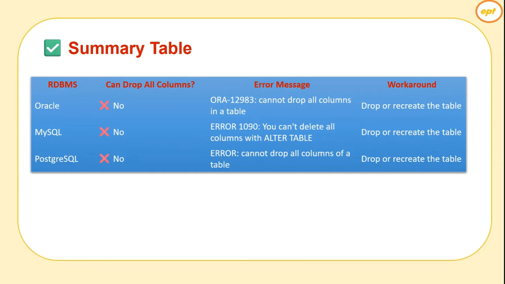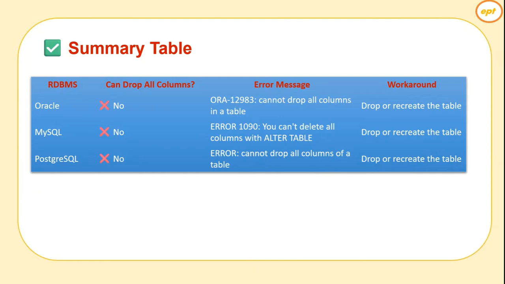Now see here, in Oracle you can't delete all columns. MySQL also you can't drop all columns. Postgres also not allowed. So what kind of errors are you going to get? These are the errors you are going to get: cannot drop all columns in a table. You can't delete all the columns in an alter table. Cannot drop all columns of a table.